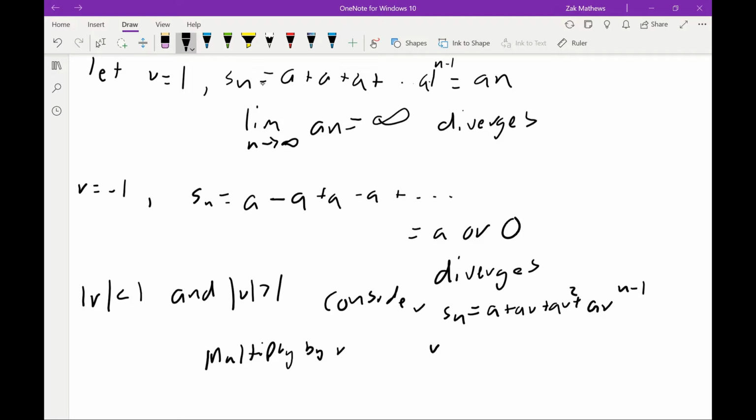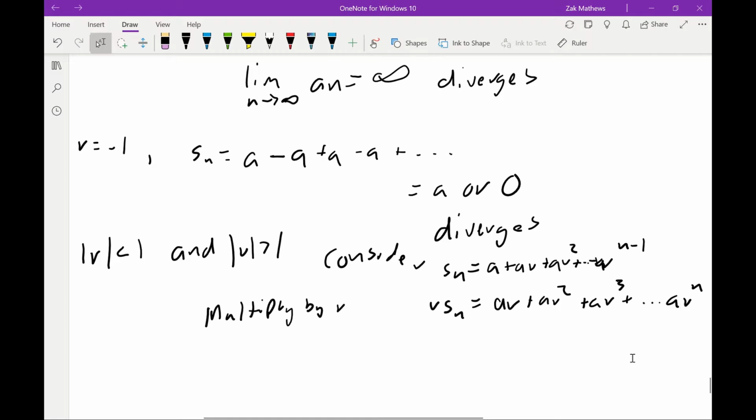So we'd have r times the partial sum be ra plus ar squared. Let me flip this around just so I'm consistent. ar plus ar squared plus ar cubed, really, I need some dots in here, plus all the way up till we get to a r to the n now, because we've multiplied this r to the n minus 1 by r, so now it's just r to the n.